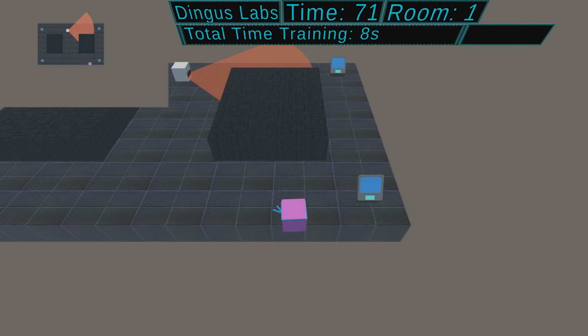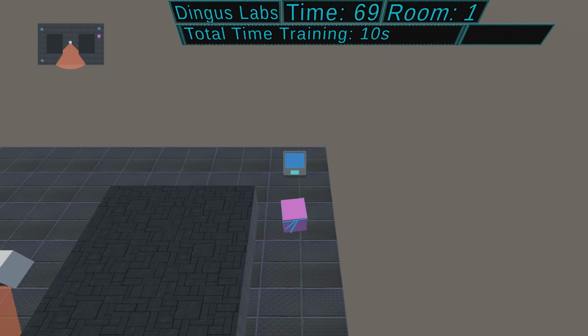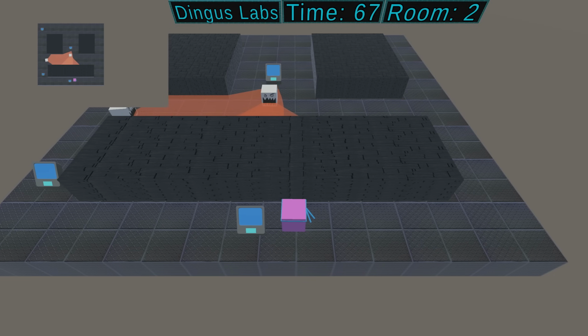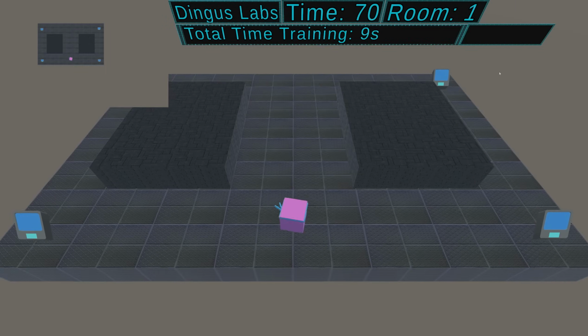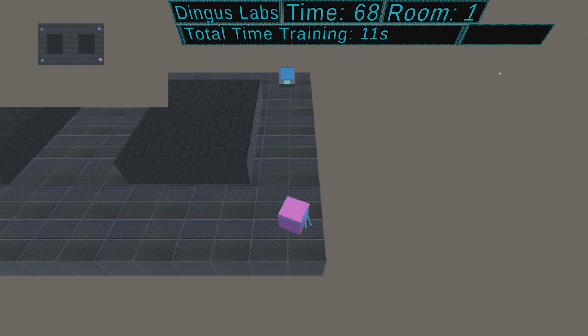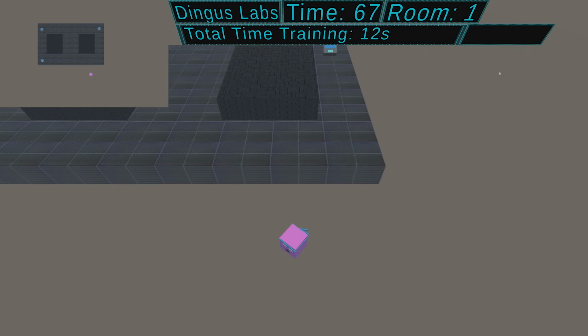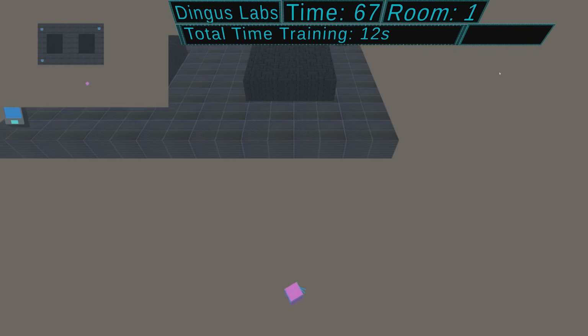Dingus's mission, should he choose to accept it, is to collect a whole bunch of technology while avoiding agents in a series of increasingly more complicated rooms. Will Dingus succeed? Or will this be a case of fission mailed? Only way to find out is to let Dingus train.